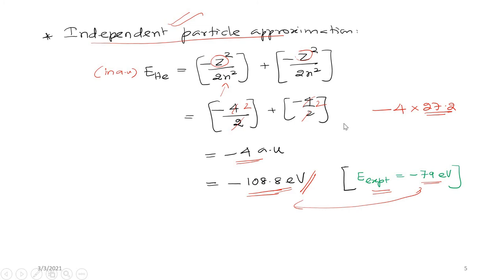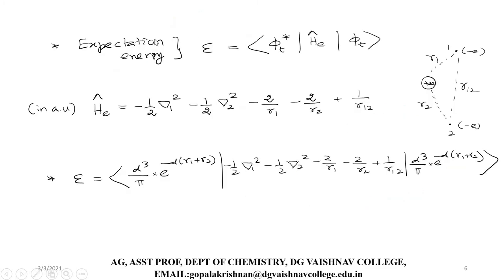How to do that? Listen, the expectation energy formula can be given as phi t star, electronic Hamiltonian operator, phi t. I told you the denominator term becomes 1 because the wave functions are normalized. Now, what is the electronic Hamiltonian operator for the helium atom? I repeat once again, this is not helium. I am representing this as the electronic Hamiltonian operator.